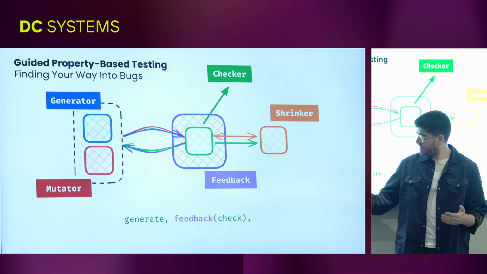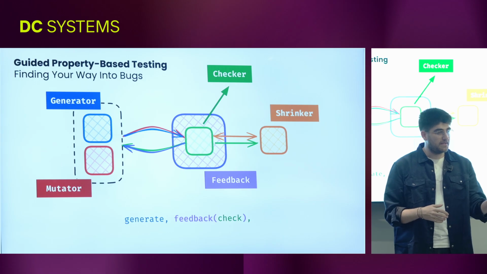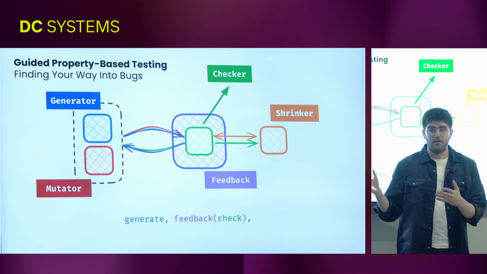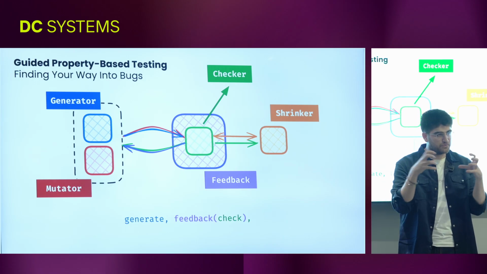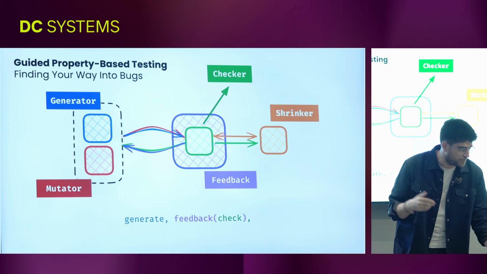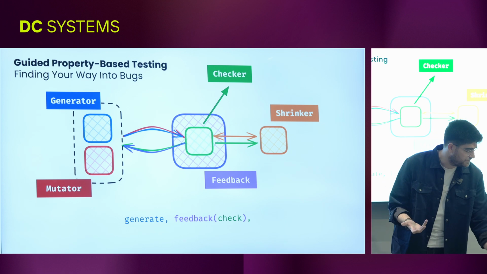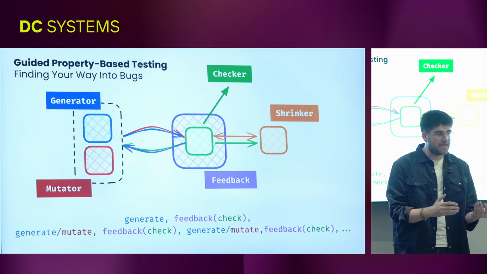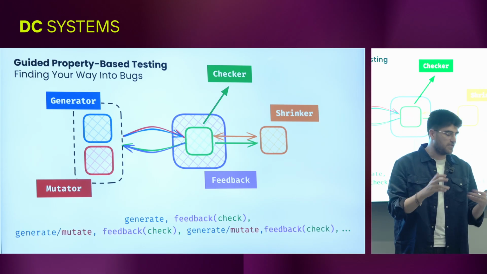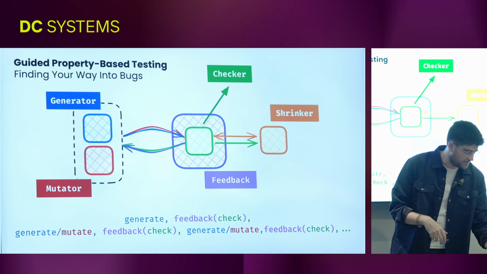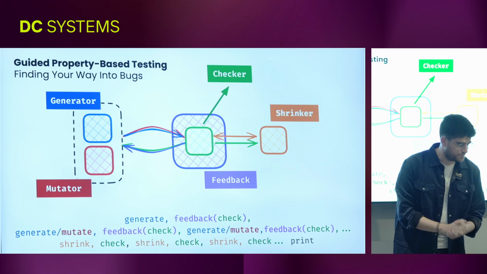And in this version, you first generate something, and then you call the checker with some feedback encapsulated on top of it. So you're getting feedback when you're running it. You can say that the function is instrumented. And depending on the feedback you get, you either generate or mutate. You check, generate, mutate, check, and shrinking is the same.